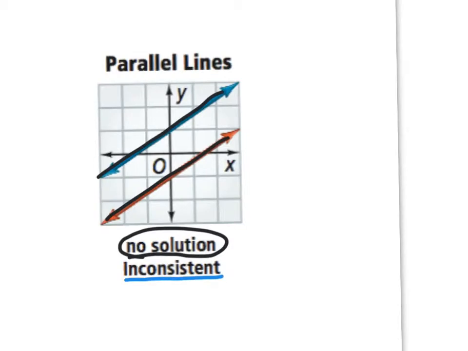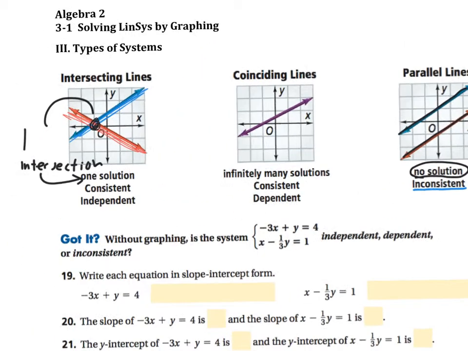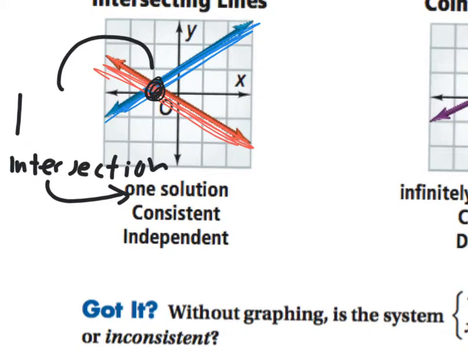Inconsistent. So depending on what the question is, they might say, what type of graph is this? And you'd say, oh, it's an inconsistent system because there's going to be no solution. Well, how many solutions do you have? Oh, 0 solutions, no solutions. The first scenario we looked at is what we call consistent and independent, or simply just independent. And how many solutions do you get? You get 1.